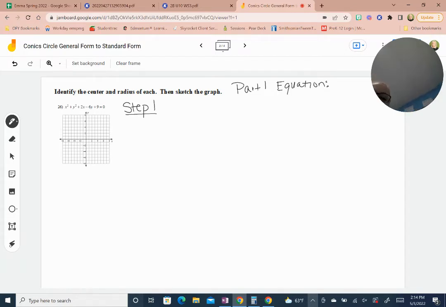So step one. Don't forget that my steps are also over on the wall. Step one is rearrange x and y to be next to x squared and y squared. I'm going to move this by this and this by this. Great. So x squared plus 2x plus y squared minus 6y plus 9 equals 0. I combine my x and x squared, and I combine my y and y squared.